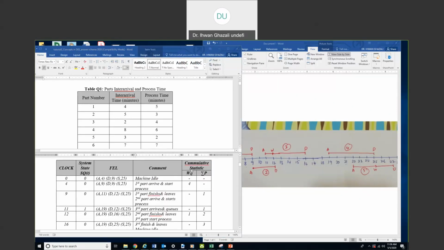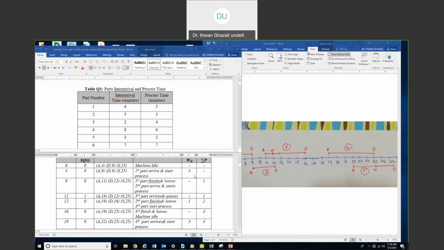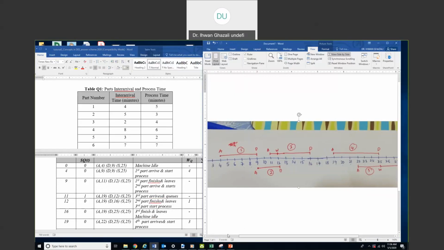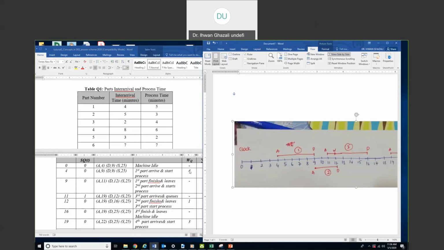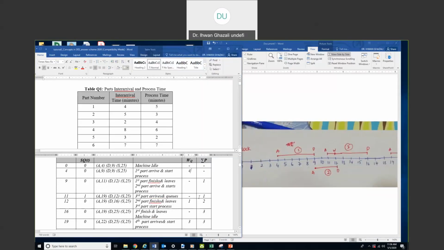Okay, what does this mean? I will explain to you what this is. This is 4 minutes for idle machine. The machine is waiting, idle time 4 minutes, because the machine is not working. Okay, this is for the first part finish.